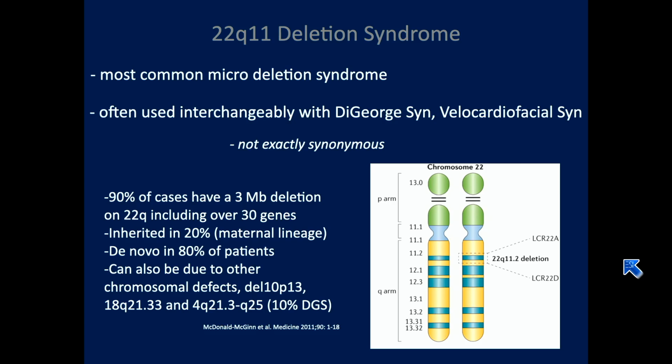This is the most common microdeletion syndrome. And actually, at very young maternal ages, this is astoundingly more common than Down syndrome. So that'll be my little plea for considering putting 22q in your NIPT.